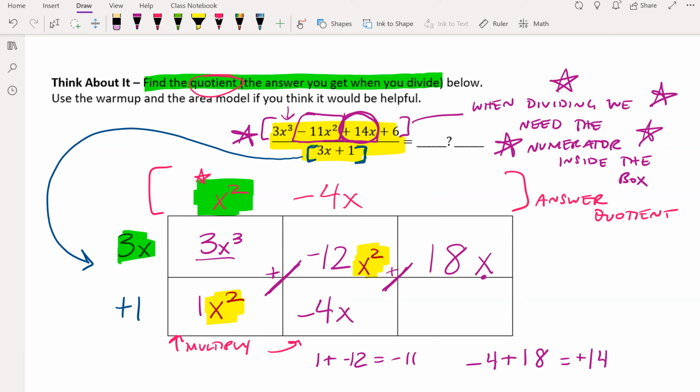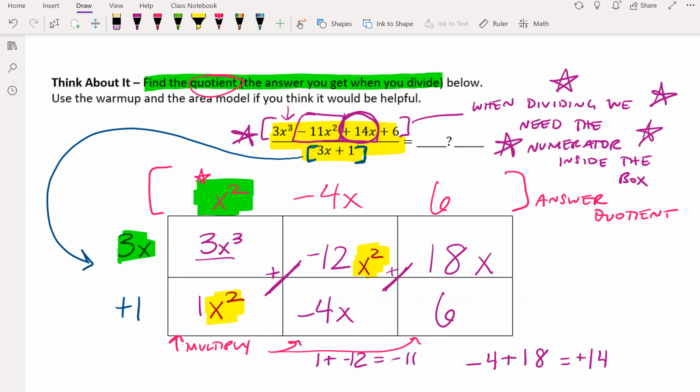Now that we've gotten that, we can again reverse engineer. So let's go back over here. 3x times what gives me 18x? 3 times 6 is 18. So 3x times 6 gives me 18x. And we are almost done, y'all. Again, we need to multiply. The bottom rows we multiply to get. So 1 times 6. What is 1 times 6? That is 6. That's going to go here.